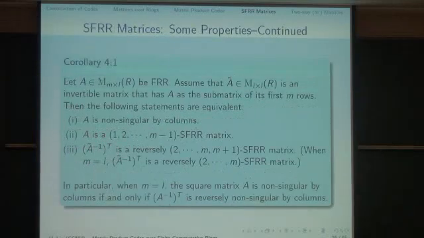So by using this proposition, we also can have this corollary. That is, we have defined the non-singular by column. So if A is non-singular by column, then A is a (1, 2, ..., M minus 1) strongly full rank matrix. And the transpose of the inverse of A tilde is a reversely (2, ..., M plus 1) strongly full rank matrix.